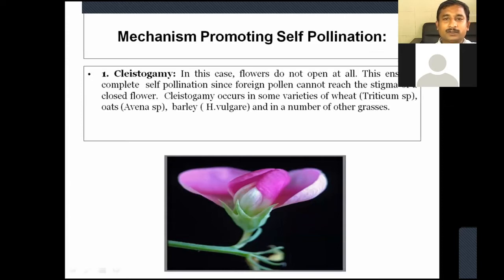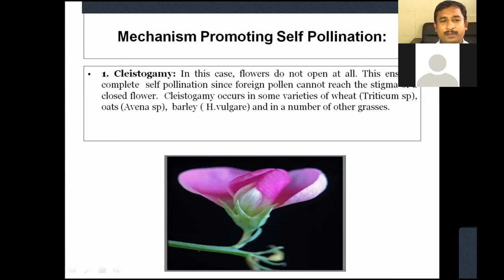Sir, so does cleistogamy also occur in dicots? You can just read whether there are any examples of the exception in dicots where cleistogamy is there or not. But chances are rare, but there are one or two exceptions. Okay, so you need to read a little bit.